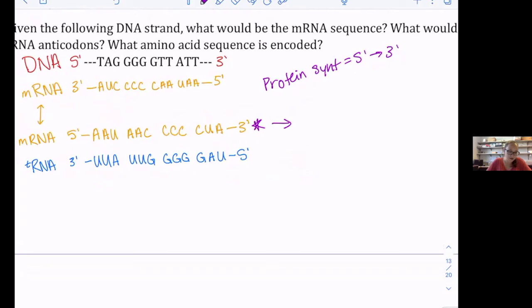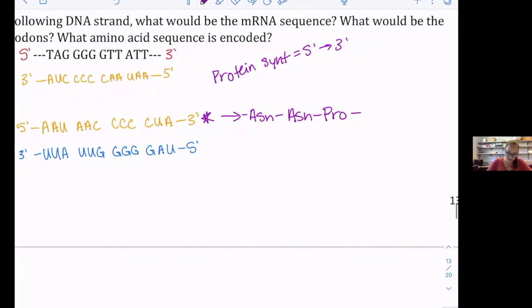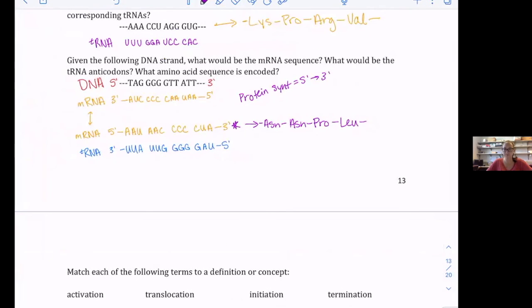AAU stands for ASN. Then we have AAC, which is the same, ASN again. CCC is pro, PRO. And then our last one, CUA. CUA is leucine, LEU. So that is the amino acid sequence that this codes for.